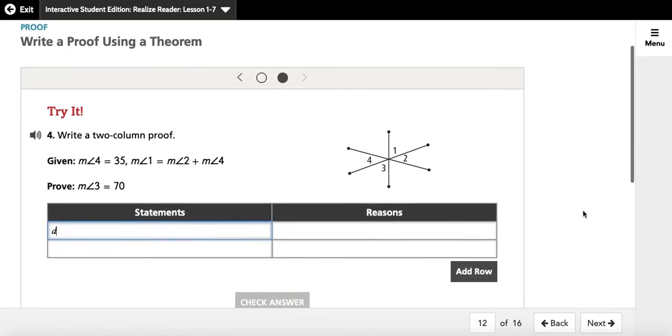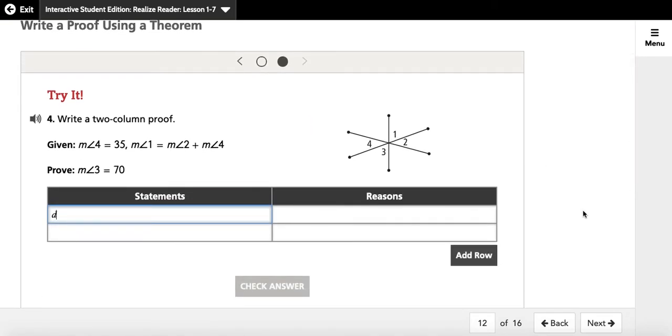Like I did in another example, I'm going to try to reason through it. We're given the measure of angle 4 is 35, and the measure of angle 1 equals measure of angle 2. Oh, measure of angle 2 plus 4.